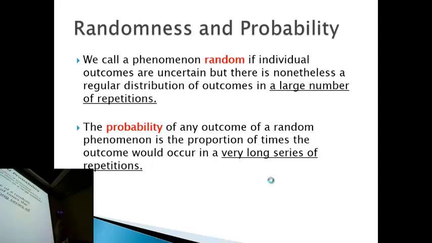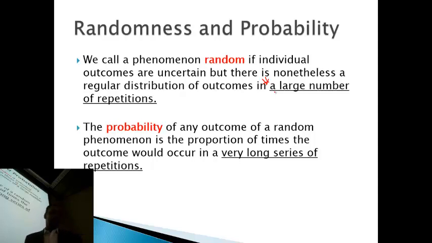All right? So a phenomenon is random. Pretty much random phenomena, like I said before, become regularly distributed after a large number of repetitions. So I might make 4 free throws in a row, but when I shoot 400, I'll probably still make about 70, 80% of them. I won't make 100% of them. And the probability of any outcome of a random phenomenon is the proportion of times it occurs.